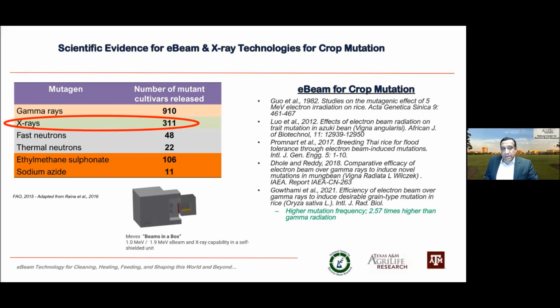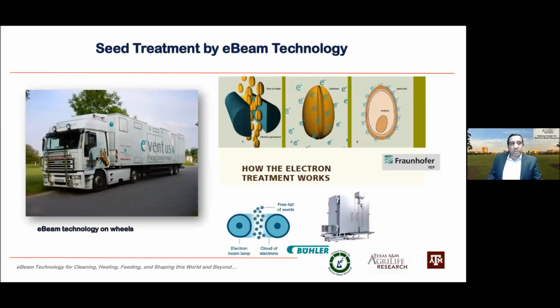The commercially available technologies are called the beams in a box, which is an equivalent to a gamma cell, but without any of the issues about the gamma cell or having to reload the gamma cell or purchase cobalt 60 for that. So this is commercially available. This is run by electricity. So how is it being used around the world?